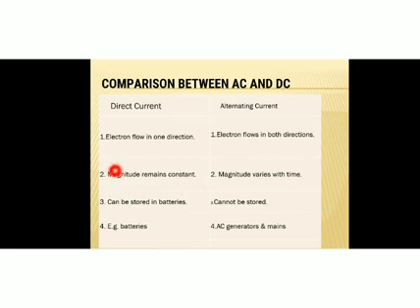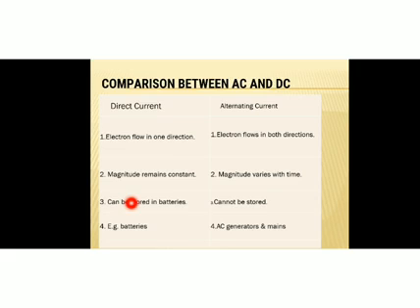Now, the magnitude of DC remains constant. If the magnitude is 1 ampere, it will be 1 ampere always until we change the voltage. But here the magnitude varies with respect to time. At each instant of time, AC possesses different values of current.